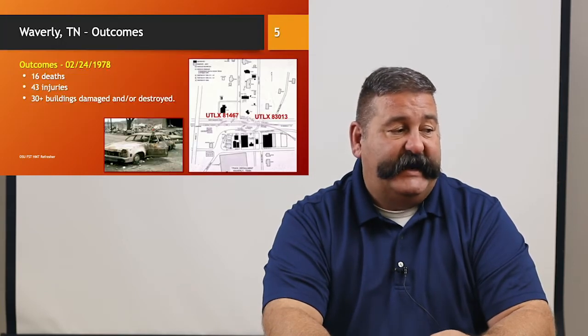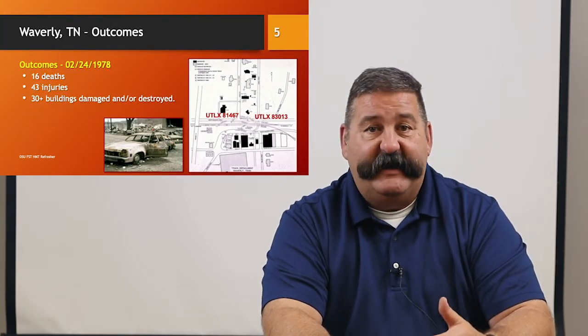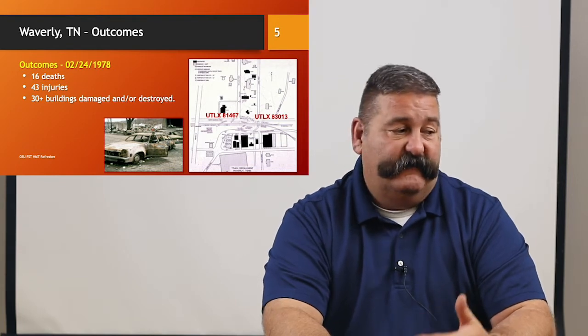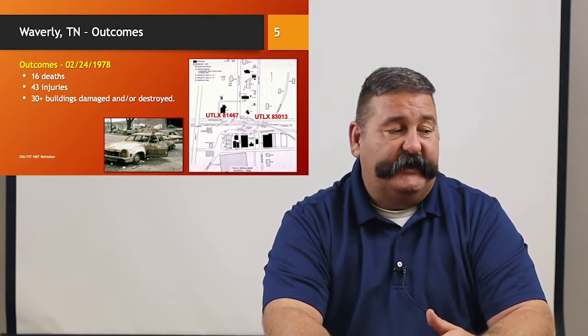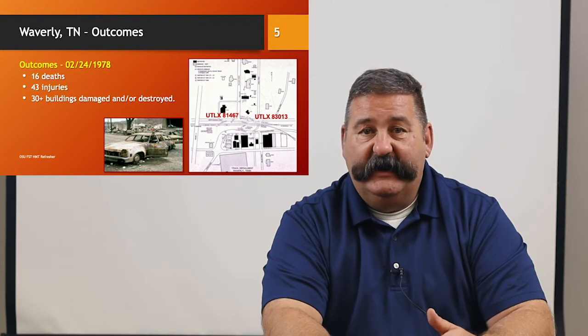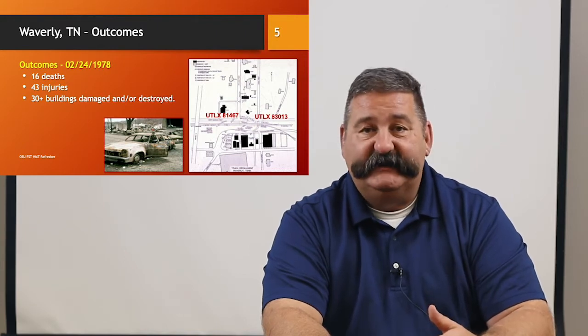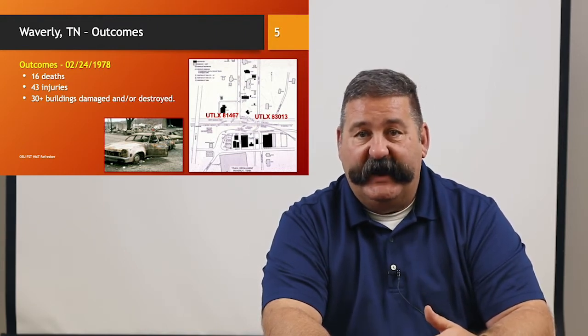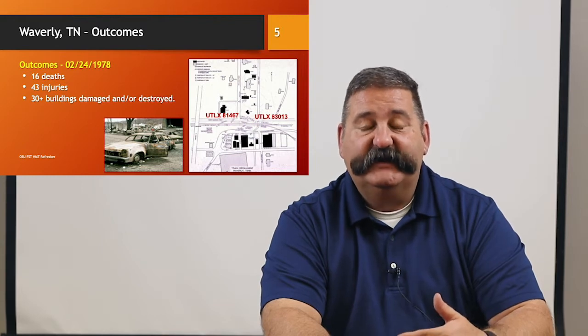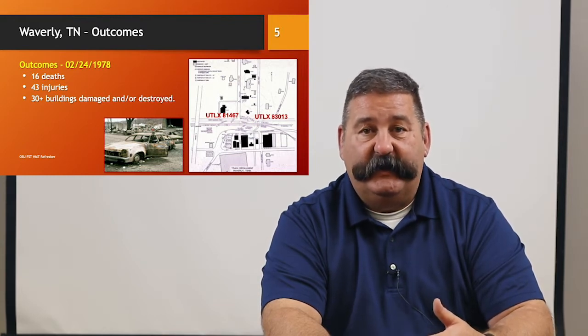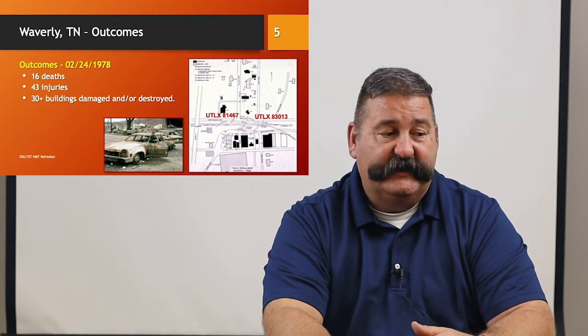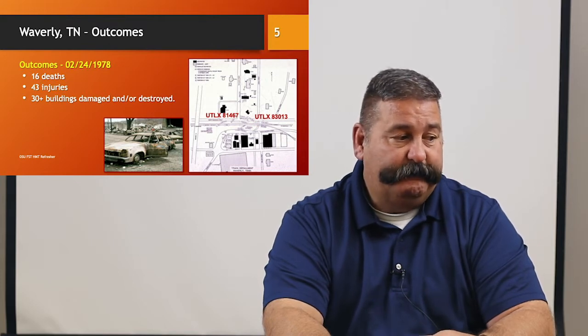Once that happened, 16 people died, 43 people were injured, and 30 plus buildings were damaged or destroyed. It took out most of the Waverly, Tennessee Fire Department. With that, several of the law enforcement, several contractors, and other people that were standing by and looking at this while this work was going on.